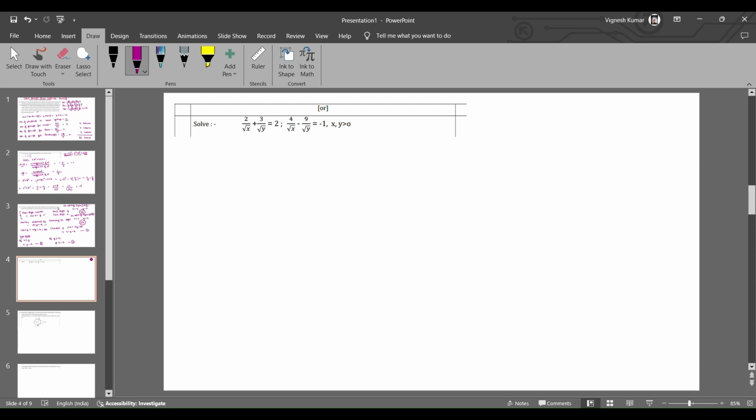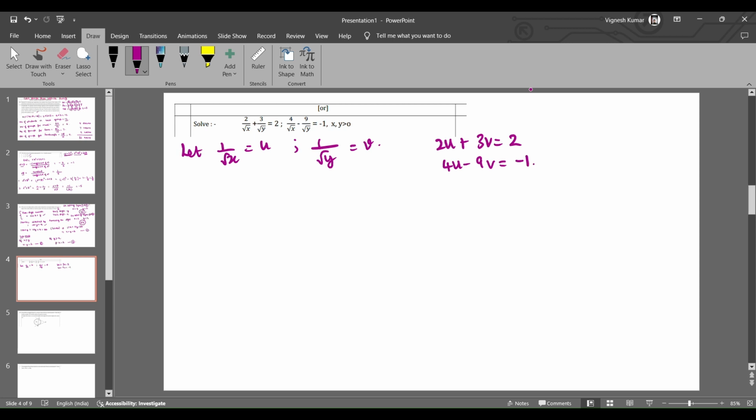In this question we have been given a bit complex linear equation and we have been asked to solve this. Before solving this, let us make some assumptions. Let 1 by root x is equal to u and 1 by root y is equal to v. Now our equations can be rewritten as 2u plus 3v is equal to 2, and the other equation can be written as 4u minus 9v is equal to minus 1.